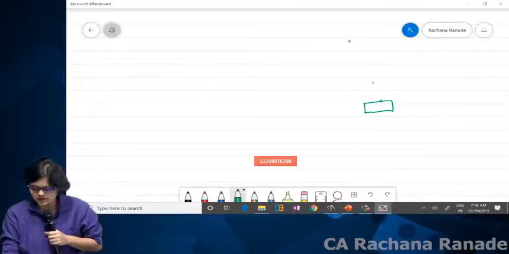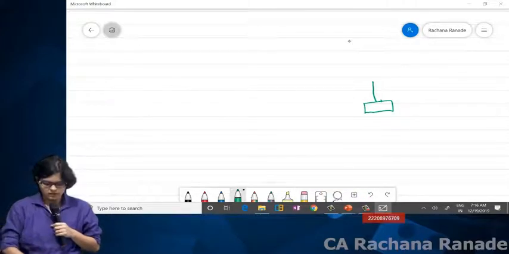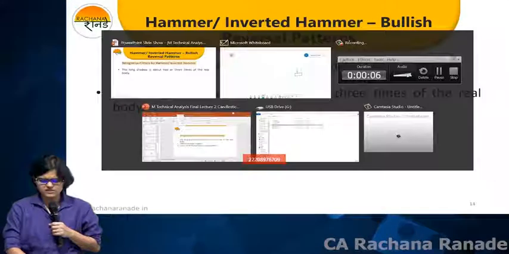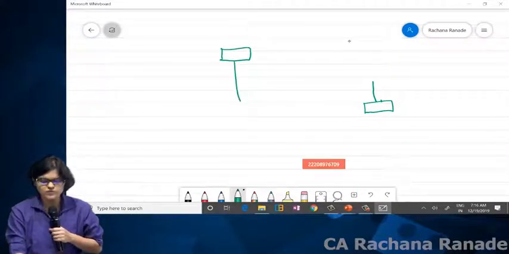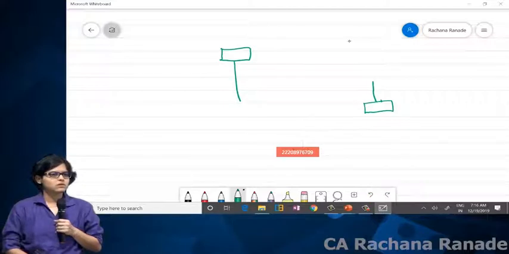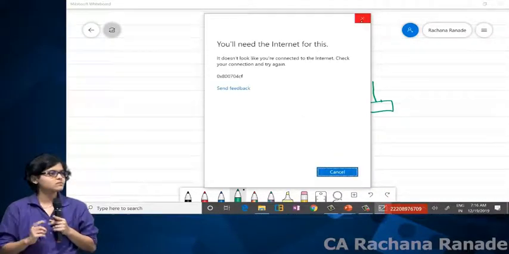So how does this look like? This looks like an inverted hammer. Is this okay? Right? So like we discussed yesterday for hammer, hammer was like this, agreed. But when is hammer most powerful? When the wick is longer, agreed. Number one. Number two, what else?